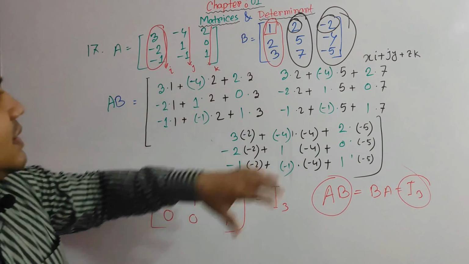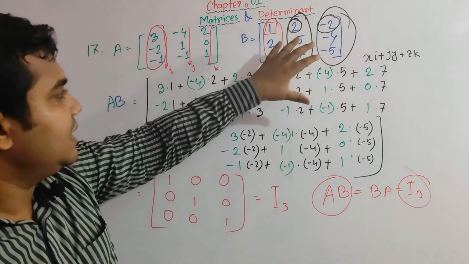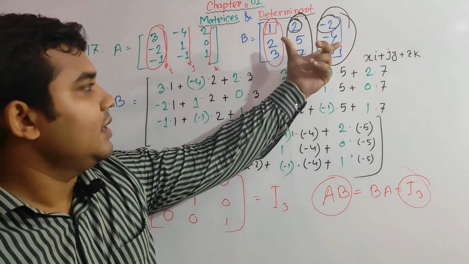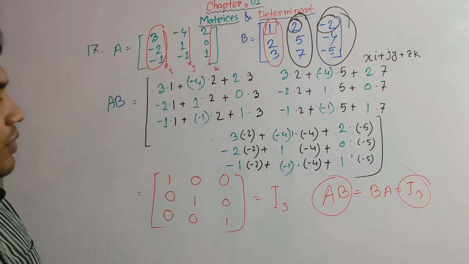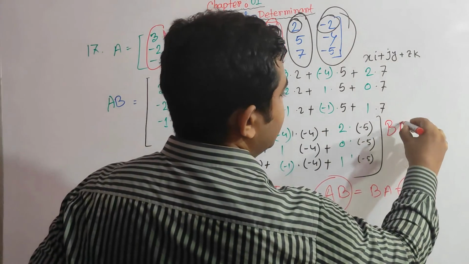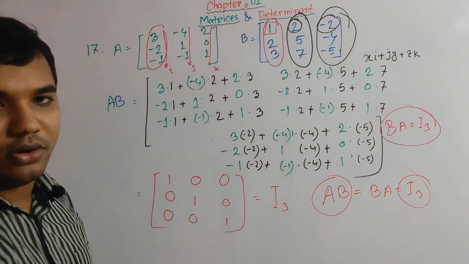What you have to do is just put B here and A there. So at that time, our i, j, k should be fixed, and here we will work for x, y and z. So your work is BA equals I3. Is this correct or not?